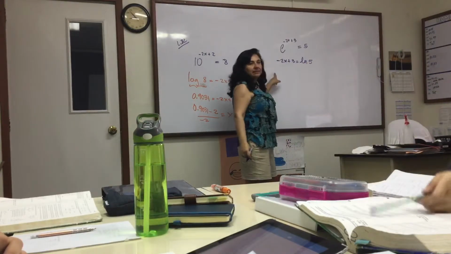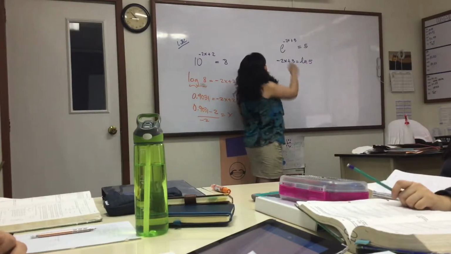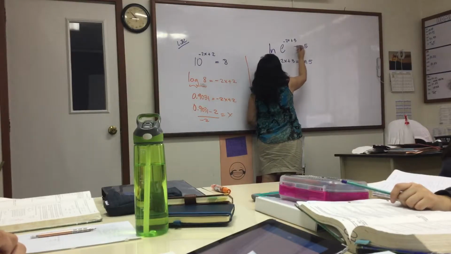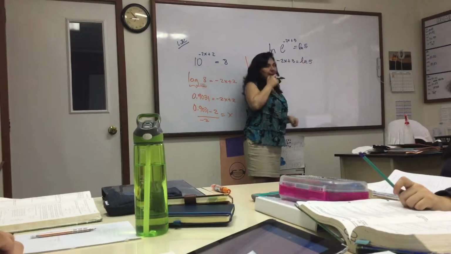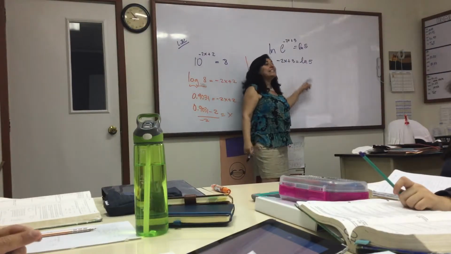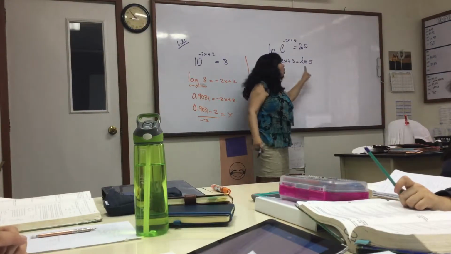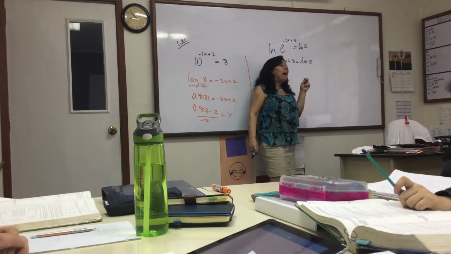Do you know how that happened? Yeah? Because you put a natural logarithm on both sides. And this brings the exponent down, okay? And now what? It's not ln, it's natural logarithm.